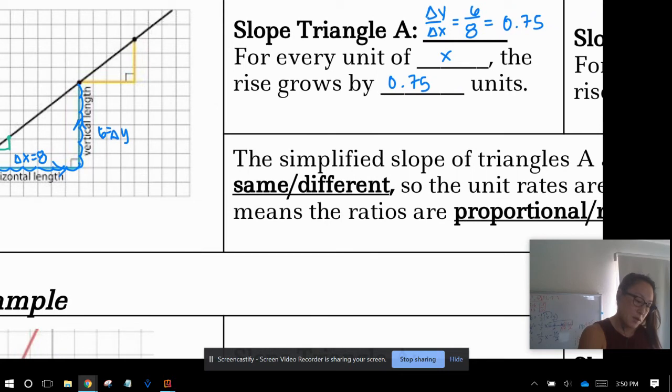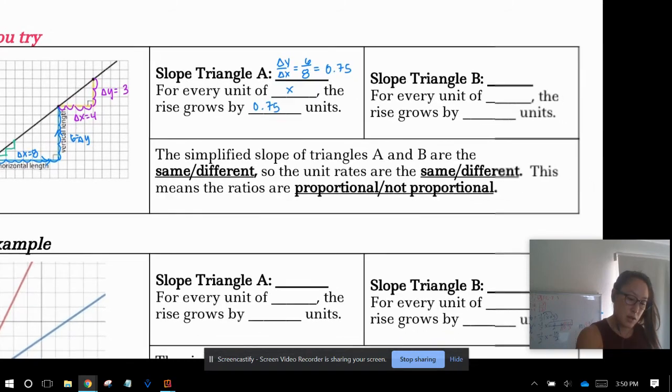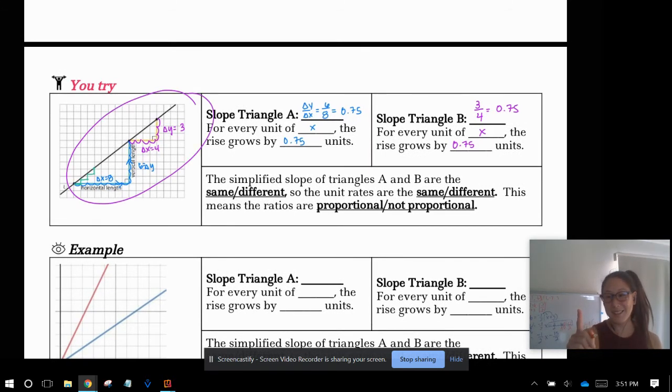All right, for the yellow, I'm moving over 1, 2, 3, 4. So the change in x is 4. And then I'm moving up 1, 2, 3. So the change in y is 3. When I write my ratio, I write it as 3 over 4, which is 0.75. So for every 1 unit of x, I'm moving up 0.75 units.